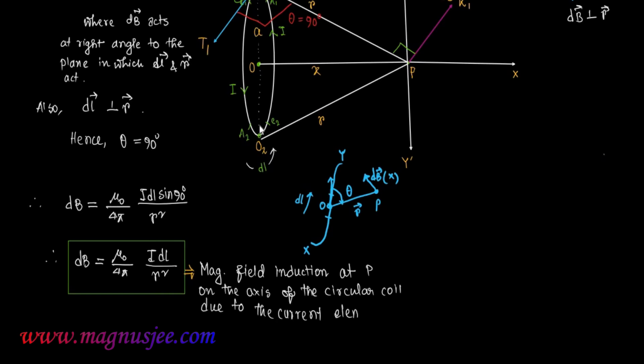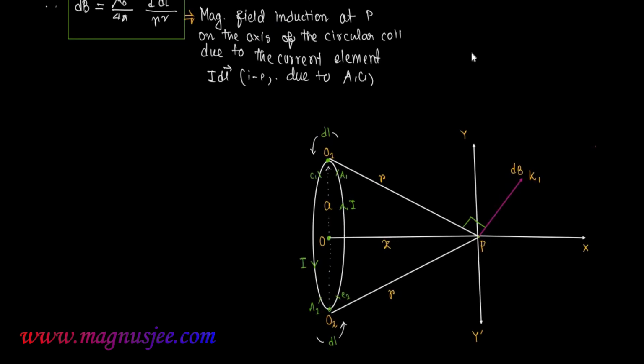Magnetic field induction at the point P on the axis of the circular coil due to the current element I vector dl, that is due to the small element A1C1. The magnetic field induction dB acts at an angle phi with the y-axis. We can draw the tangent O1T1. The tangent O1T1 makes an angle theta equal 90 degree with the oblique distance. Taking dB as the diagonal, we can draw a rectangle to resolve the magnetic field induction dB.